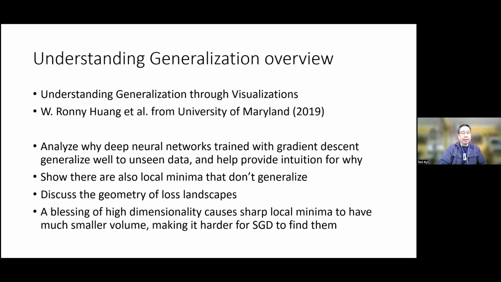It should work. And then they get into a little bit about the geometry of the loss function, what those landscapes look like, and they talk about how high dimensionality often causes problems for us. There's this curse of dimensionality, but in this case, they say it's a blessing of high dimensionality that the volume of these bad local minima is very small. It's actually very hard to find them. I'm not quite sure if it's that hard, but that's the idea, and they have some nice visualizations to go with it.